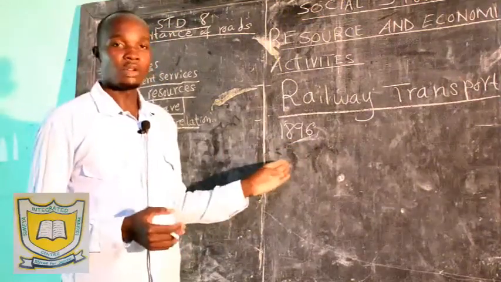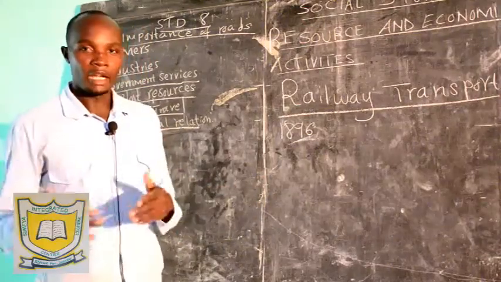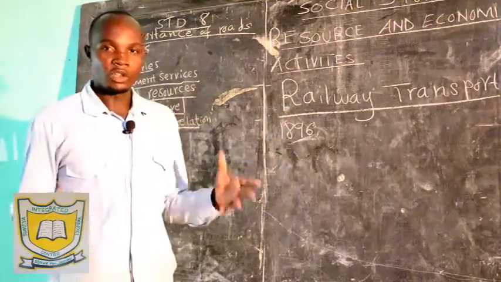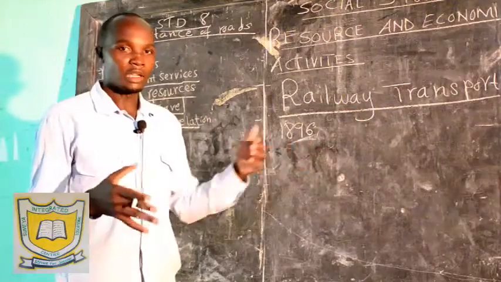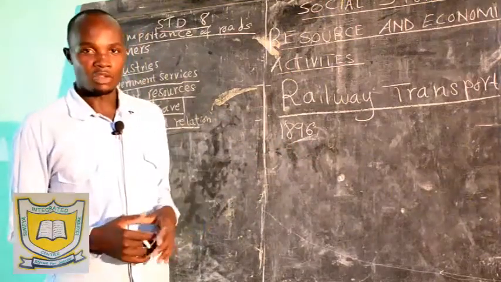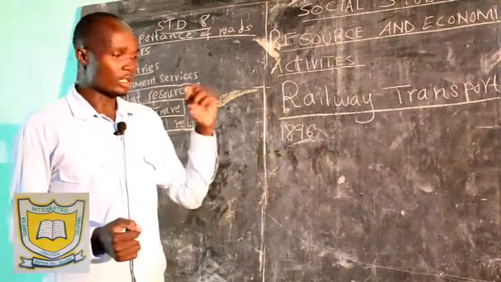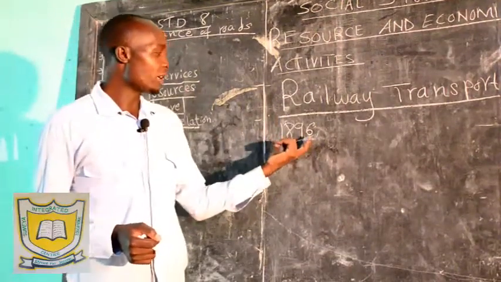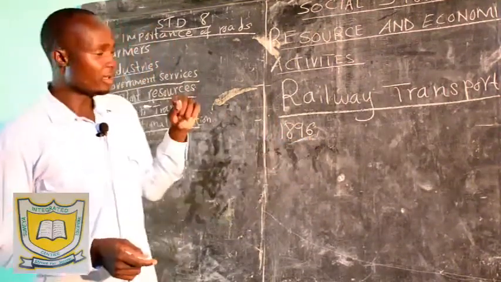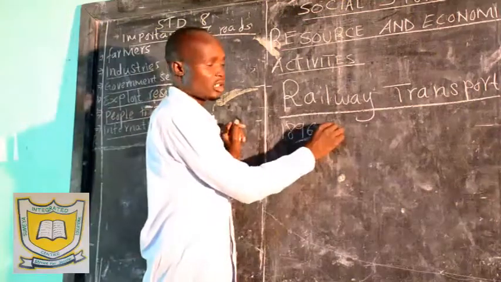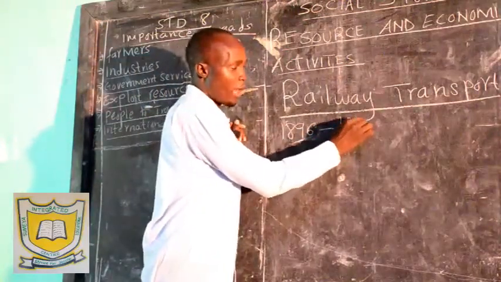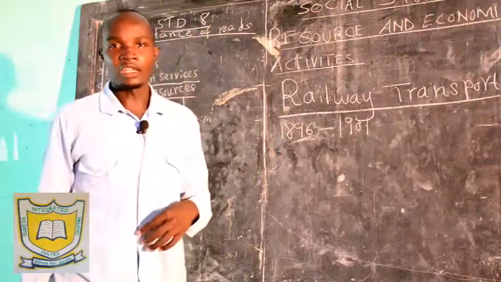It was running all the way from Mombasa to Uganda, where the raw materials for the Europeans could be fetched to the coastal areas and taken to the industries in Europe. So that is what we call the Uganda Railway. It was established in the year 1896 in Mombasa, and then reached Kisumu in 1901. So that was the first railway in Kenya.